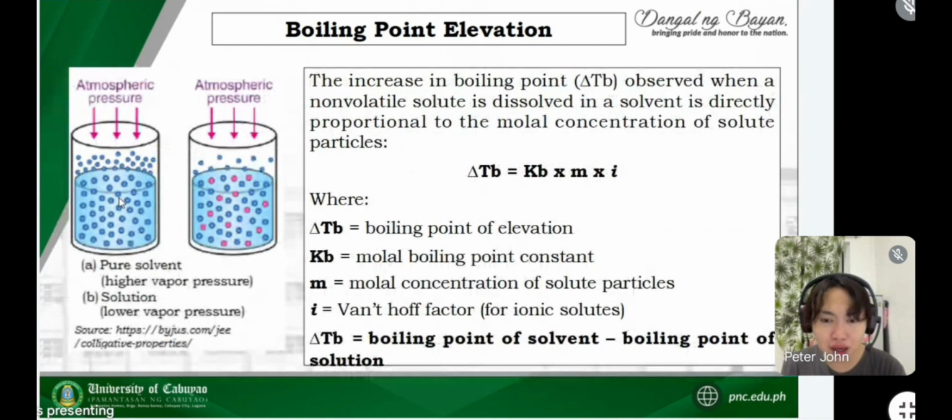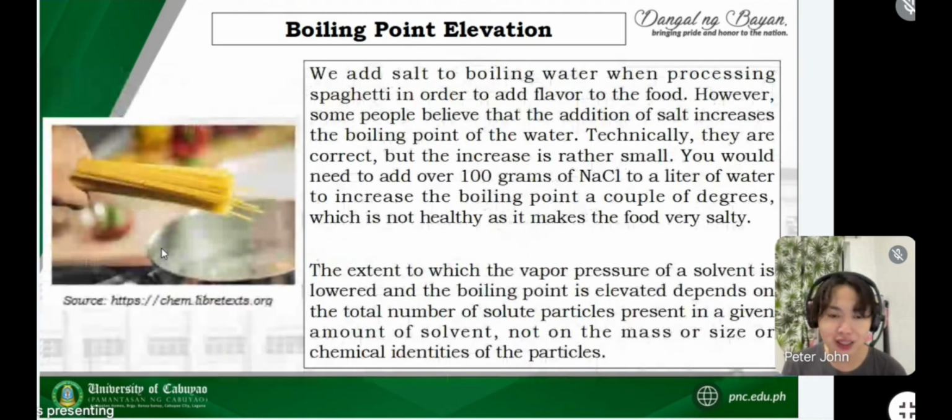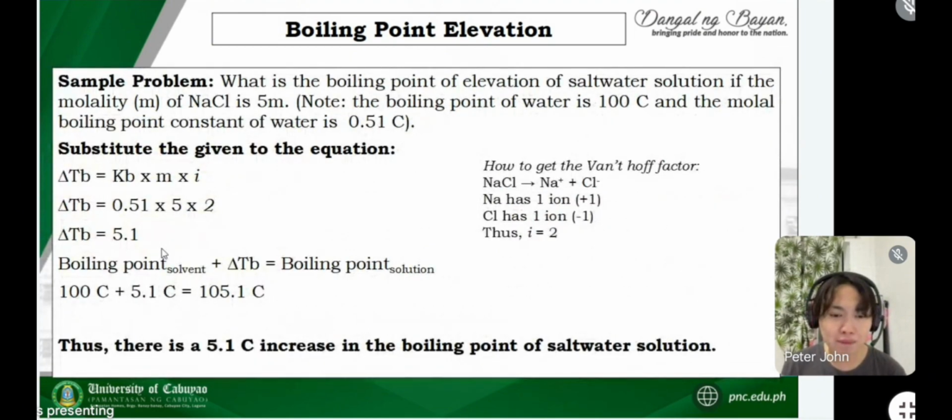Okay ba? So, since this one is the given, all we need to do is to multiply this one. So, boiling point elevation is equal to 0.51 times 5 times 2. And after that, we already identified the boiling point elevation, which is 5.1. So, ibig sabihin, from the standard boiling point of the water, which is 100 degrees Celsius, mas tumaas yung boiling point niya because of the mixture, ay yung paghalo niya, paglagay natin ng sulyot na asin sa mismong solution. Hindi na siya 100 degrees Celsius.